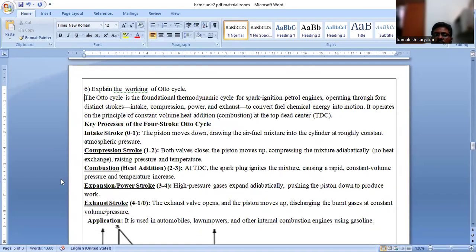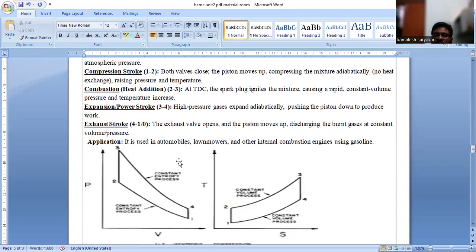So what is happening? The Otto cycle is the foundation thermodynamic cycle for the spark plug engine. Four distinct strokes are taken: intake, compression, power, and exhaust strokes, which convert the chemical energy into motion. It operates on the principle of constant volume heat addition at the top of the stroke. So going to this one.